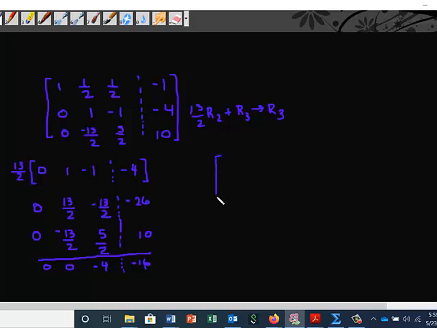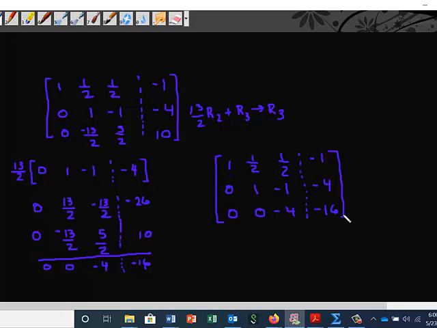So our new matrix basically will look like this. 1, 1 over 2, 1 over 2, negative 1, 0, 1, negative 1, negative 4. This will be 0, 0, negative 4, negative 16. Here we go.